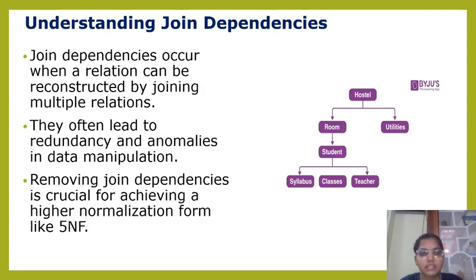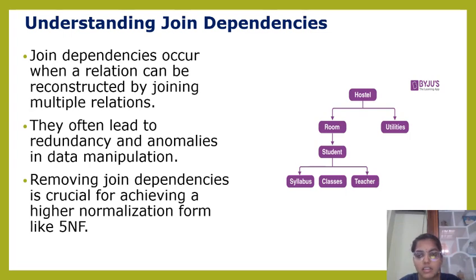Coming to the second slide, we will discuss understanding joint dependencies. Joint dependencies occur when a relation can be reconstructed by joining multiple relations. They often lead to redundancies and anomalies in data manipulation. Removing joint dependencies is crucial for achieving a higher normalization form like 5NF.